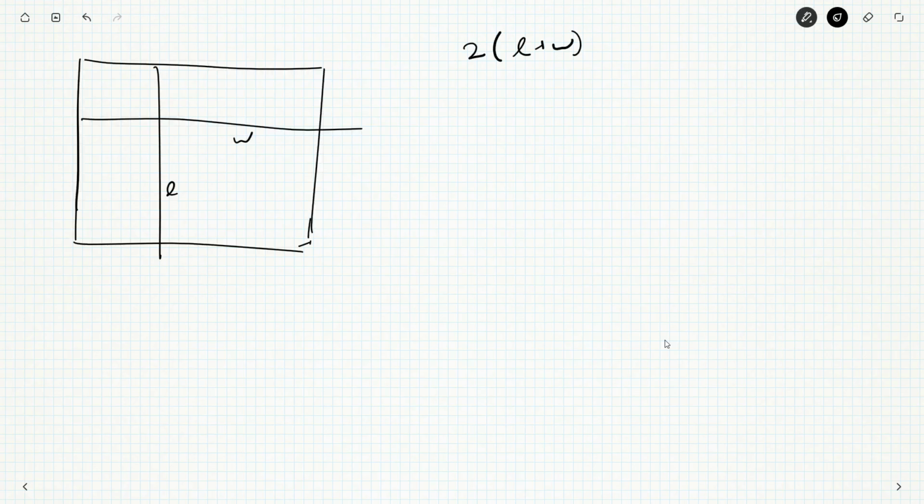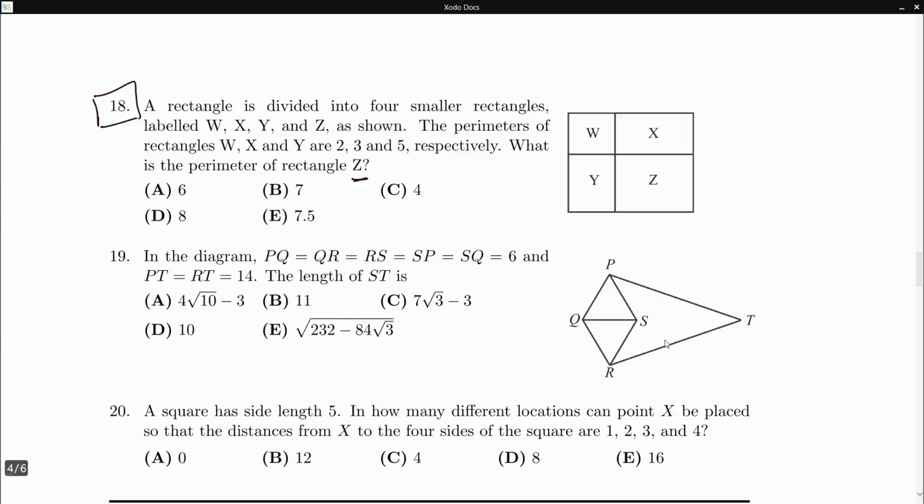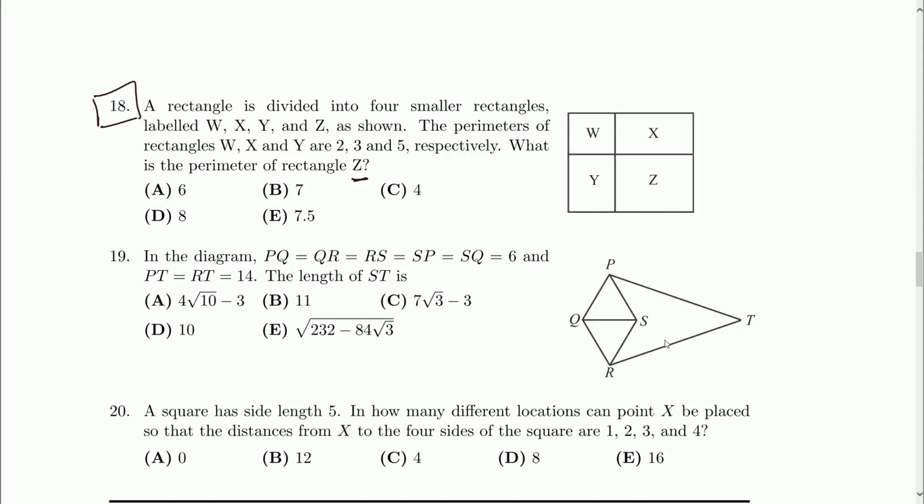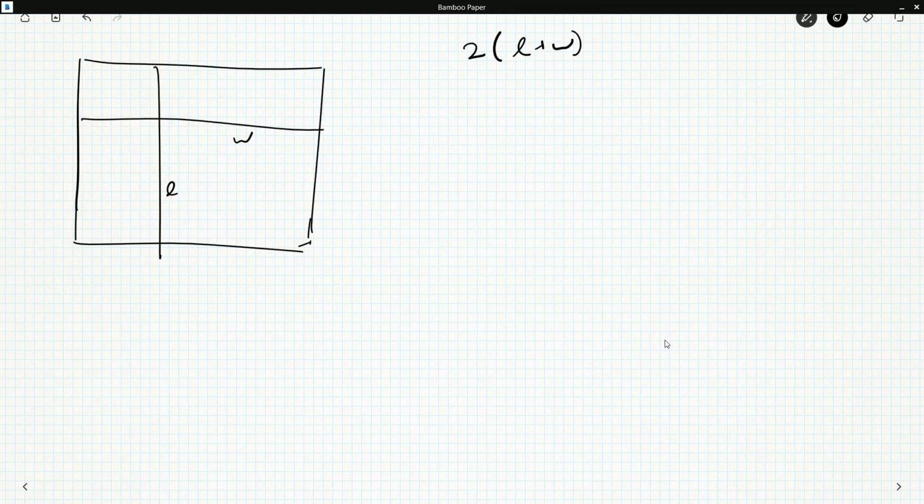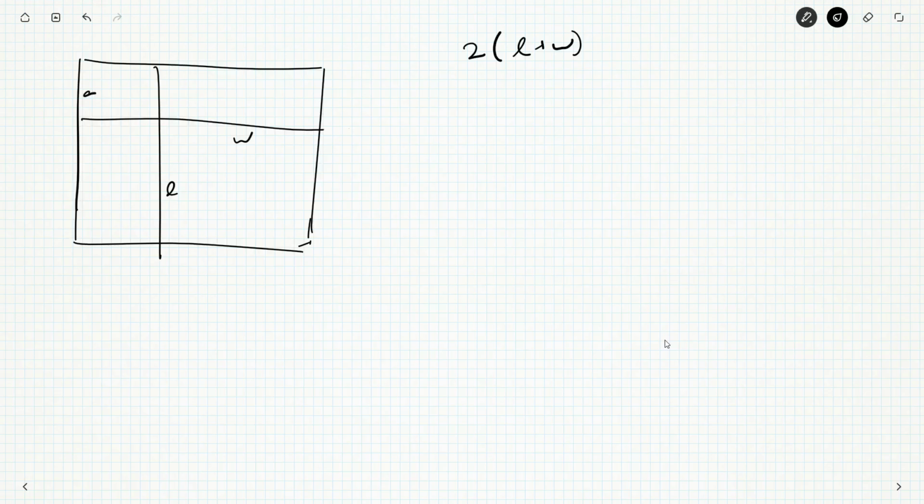Now, does that mean I can figure out L by itself or W by itself? Not quite. I don't know that I can figure them out off the top of my head. But then we've got other perimeters that are known here, so 2, 3, and 5. And so if I have something like A here and B here, I know that 2 is 2 times A plus B.